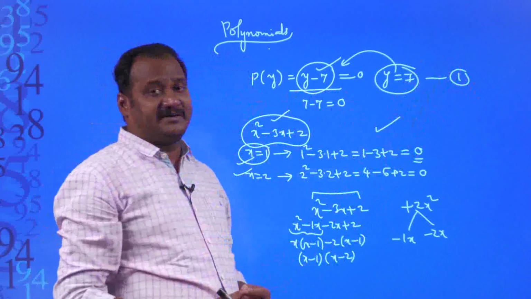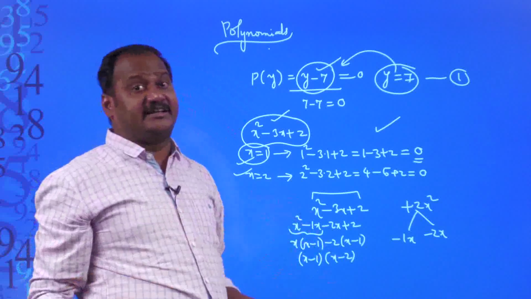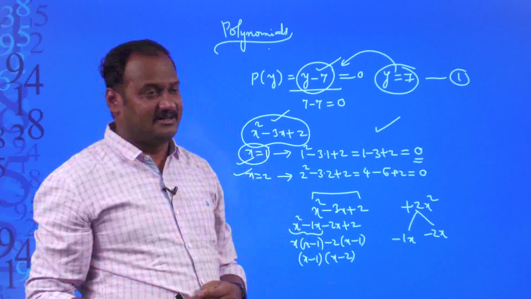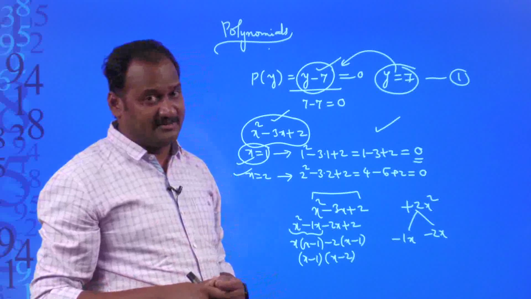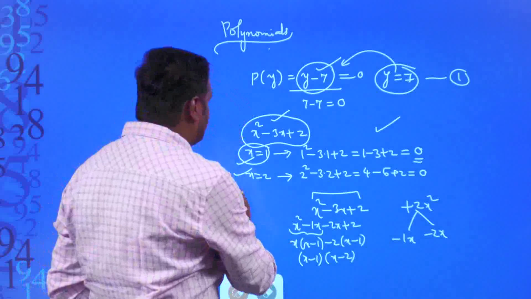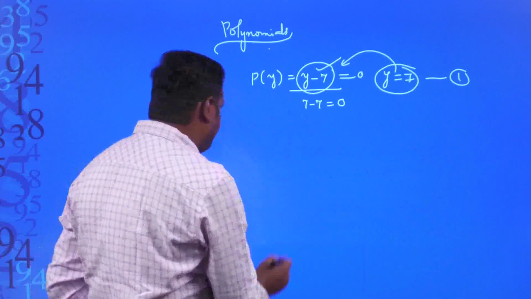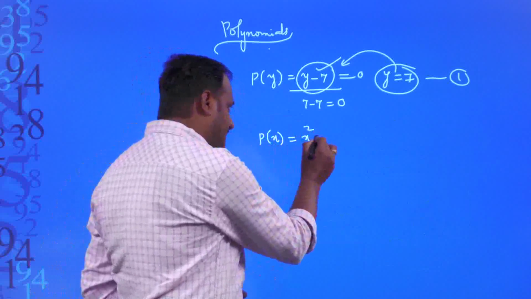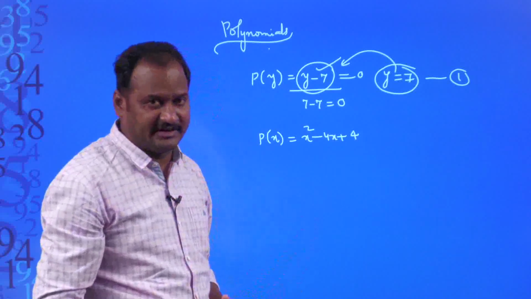And now it is x square minus 3x plus 2. Since it is a second degree polynomial, can I say that every second degree polynomial has exactly 2 zeros? I will have to think about that, because for this x square minus 3x plus 2, I got 2 zeros. But if I take one more polynomial, for example, p of x is equal to x square minus 4x plus 4. So, this is one second degree polynomial, right.